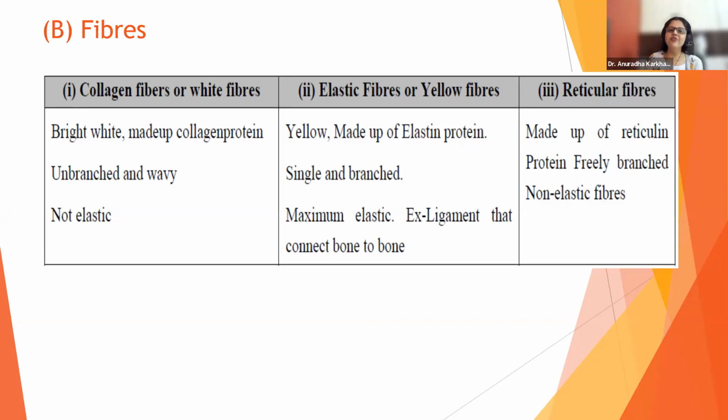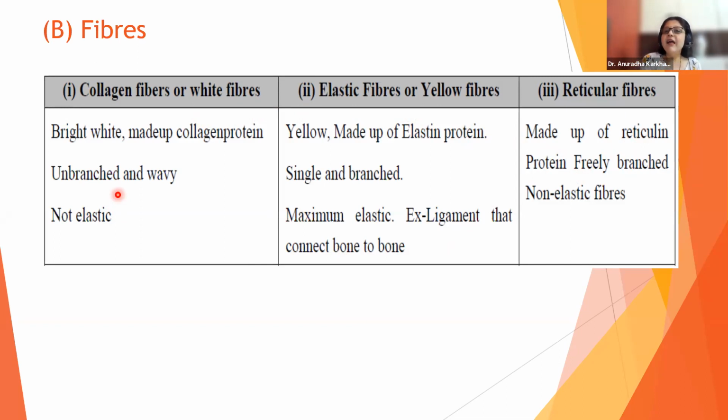So in the connective tissue, we have completed the cells. There are only 3 fibers that we have to look into. First is collagen fibers, also called white fibers, then elastin fibers or yellow fibers, and reticular fibers. So collagen fibers are bright white, made up of collagen protein. They are unbranched, but they are wavy. They are not elastic at all, but they provide mechanical support.